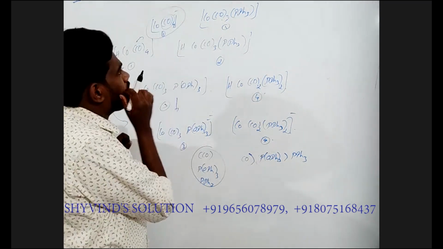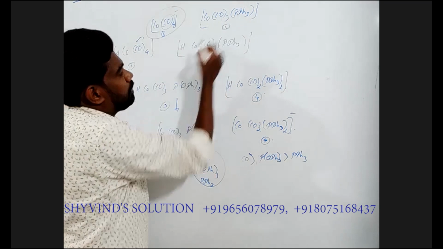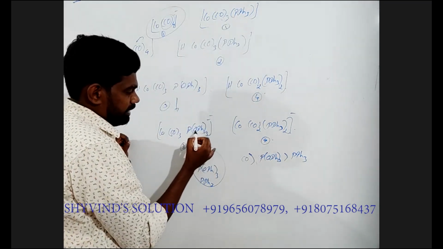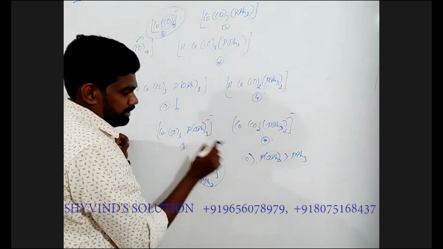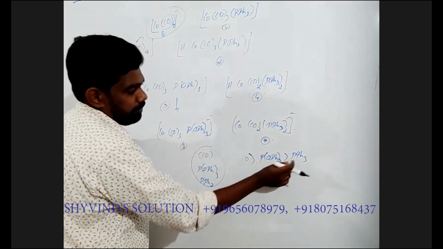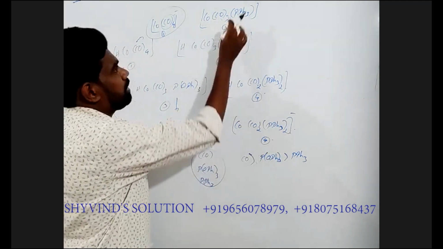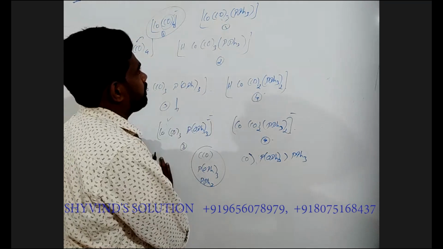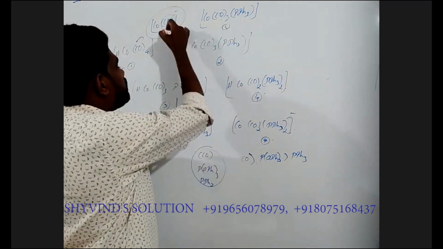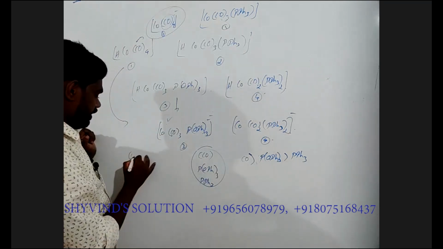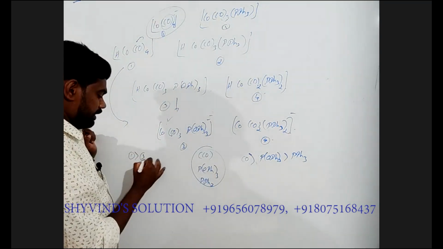And here we have 3 CO and 1 PPh3, and here we have 3 CO and 1 P(OPh)3. P(OPh)3 is a better pi acceptor than PPh3, so this is more stable compared to this. Okay, so the most stable is this one, second one is this one. So the stability order is 1, 3.